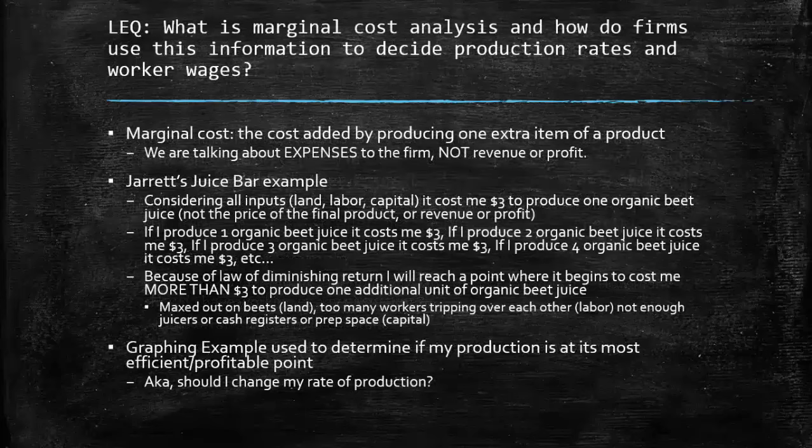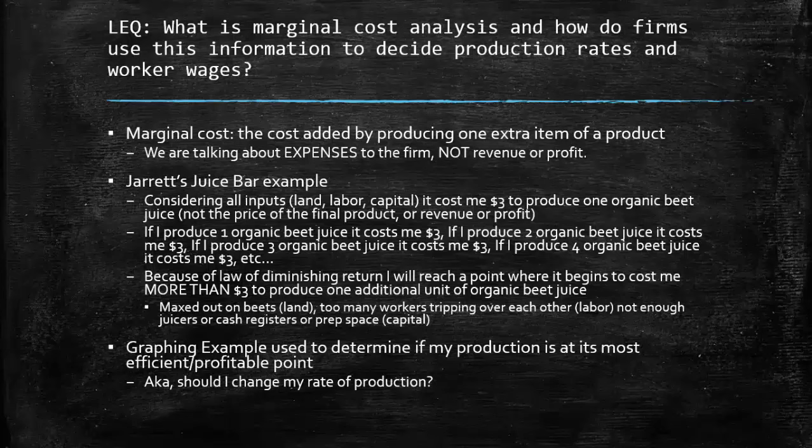Now, law of diminishing returns leads us into this idea of marginal cost. It's hard to talk about law of diminishing returns without talking about marginal cost. So here's what marginal cost is. It's the cost added by producing one extra item of a product. Now, once again, we are talking about expenses to the firm or business, not revenue or profit. So we'll continue with the Jarrett's Juice Bar example.